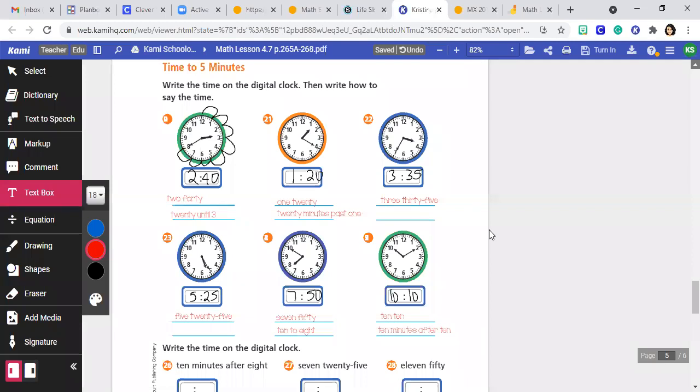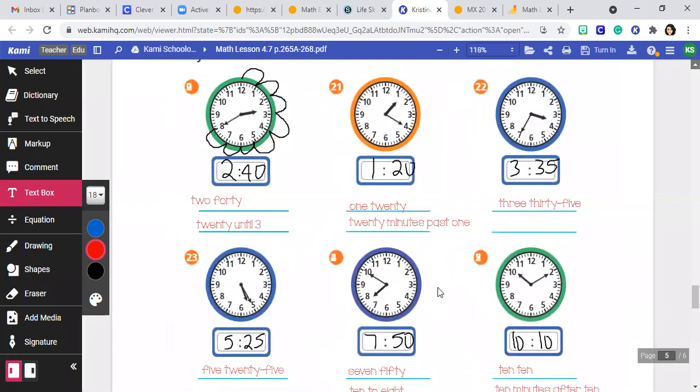Let's take a look at 20 through 25 and compare what you have to what I have. For 20, we already said that it was 2:40. And I said you could say 2:40 or 20 minutes until 3. 21, I said that it was 1:20, 20 minutes past 1 or 20 minutes after 1. For number 22, I said the time was 3:35.